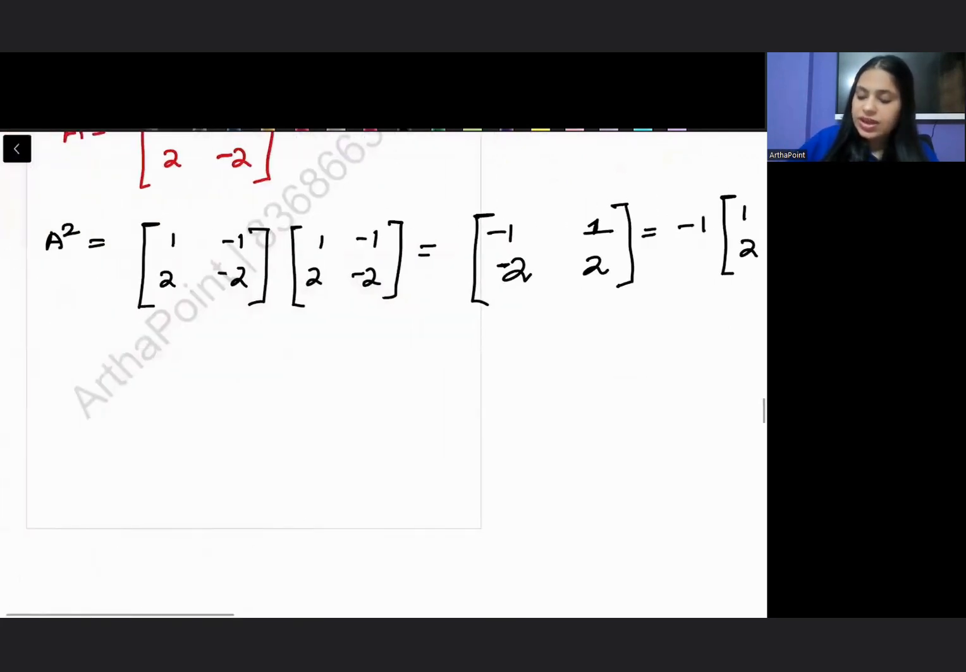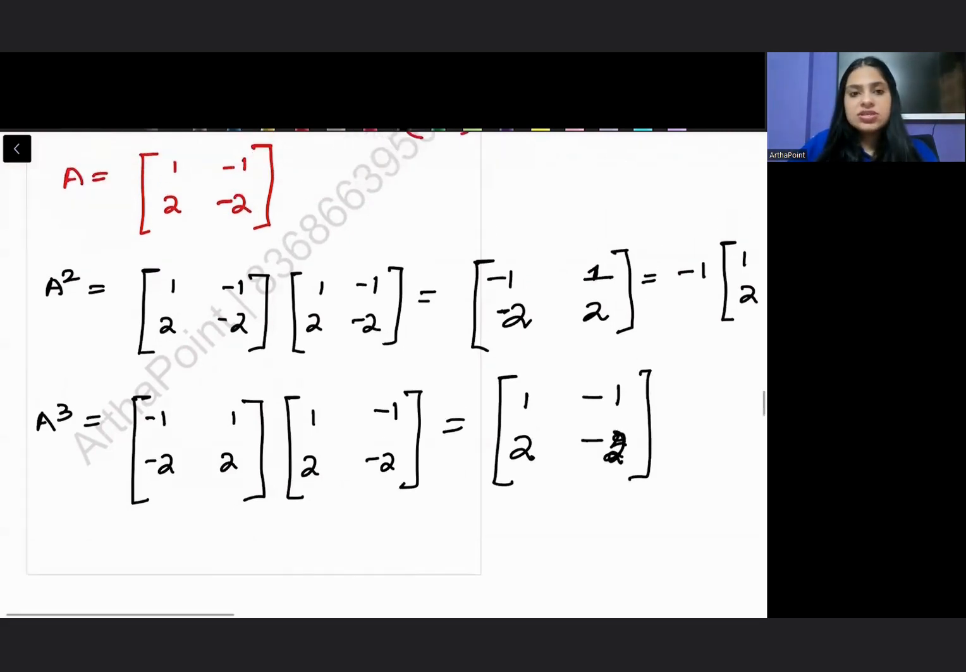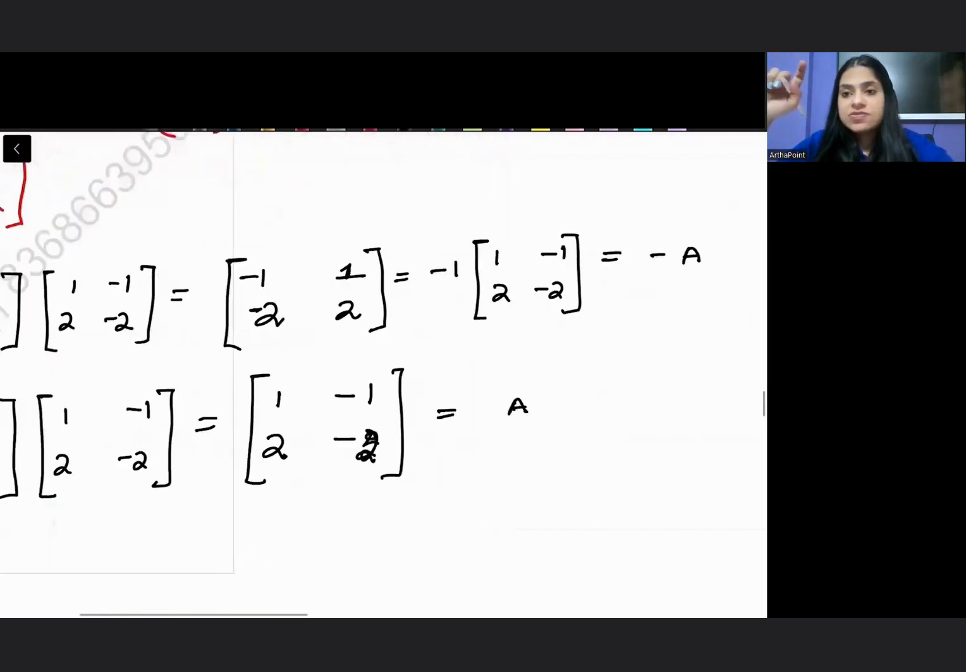Now, if I go ahead and find out A cube, it will be A square into A, that means minus 1, minus 2, 1, 2 into 1, 2, minus 1, minus 2. This is going to give me minus 1 plus 2, that means 1. 1 minus 2, that means minus 1. Minus 2 plus 4, that means 2. And 2 minus 4, that means minus 2. And if you notice, this is nothing but the value of A. So we have got that A cube gives me A and A square gives me minus A.